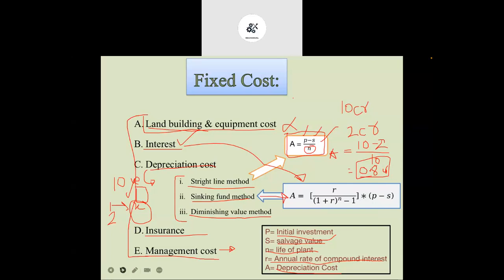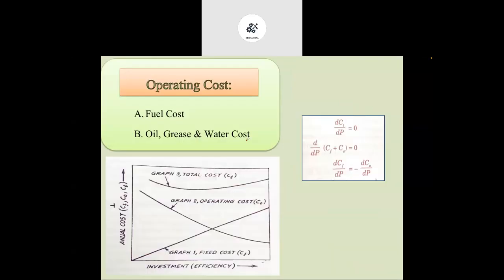Those are fixed. It does not depend upon the capacity of the power plant. Well, it roughly depends upon the capacity of the power plant, but it will remain constant during the whole life of the power plant. Now, the next classification or the next type of cost is the operating cost.